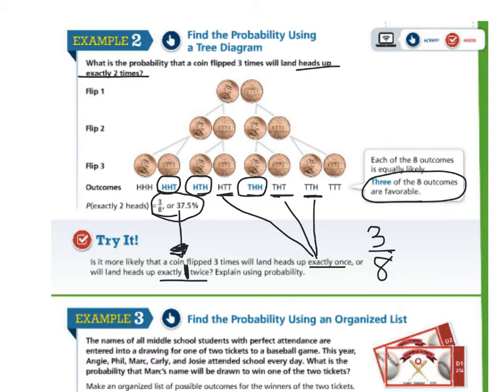So what do you notice? You should notice that those 2 fractions or percentages are identical, because 3/8 is still 37.5%, regardless of if we're looking at exactly once or exactly twice.